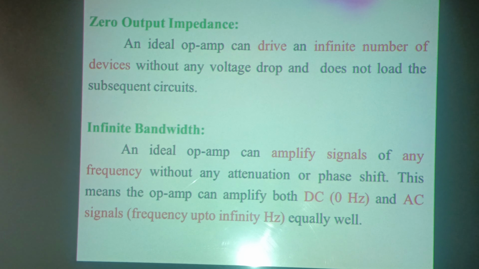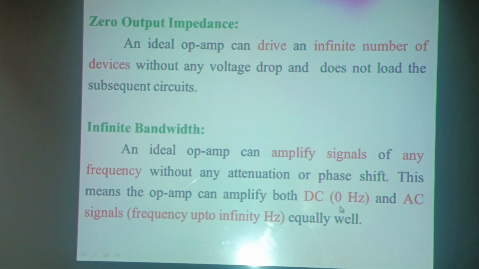Ideal op-amp has infinite bandwidth. Because of this, ideal op-amp can amplify signals of any frequency without any attenuation or phase shift. That means ideal op-amp can amplify both DC signal and AC signal. DC signal has no frequency. The frequency of DC signal is 0 Hz. And it can amplify AC signal of any frequency up to infinity Hz. Hence, it is able to amplify DC signal and AC signal of any frequency equally well.